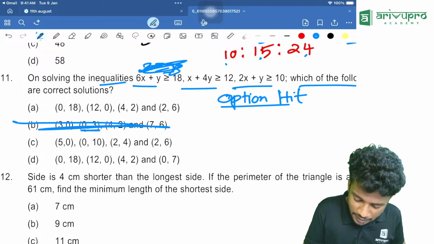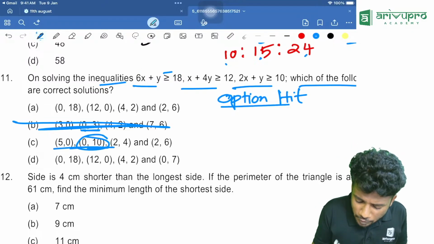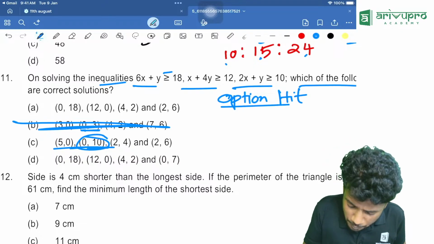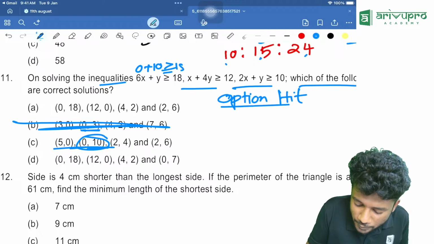Next one. Try the second one. Look here, this one. There is a point 0, 10. If you put 0, 10 over here, it will become 0 plus 10 greater than or equal to 18.